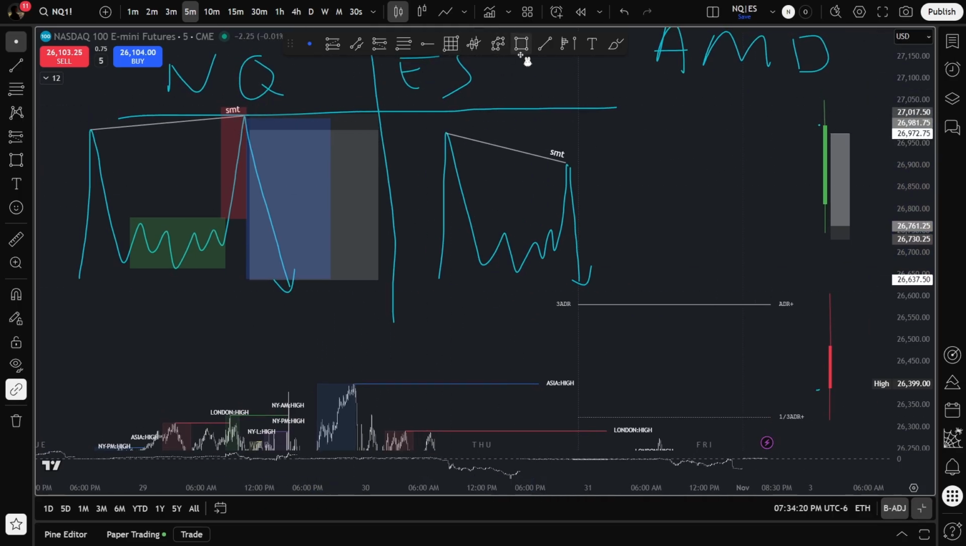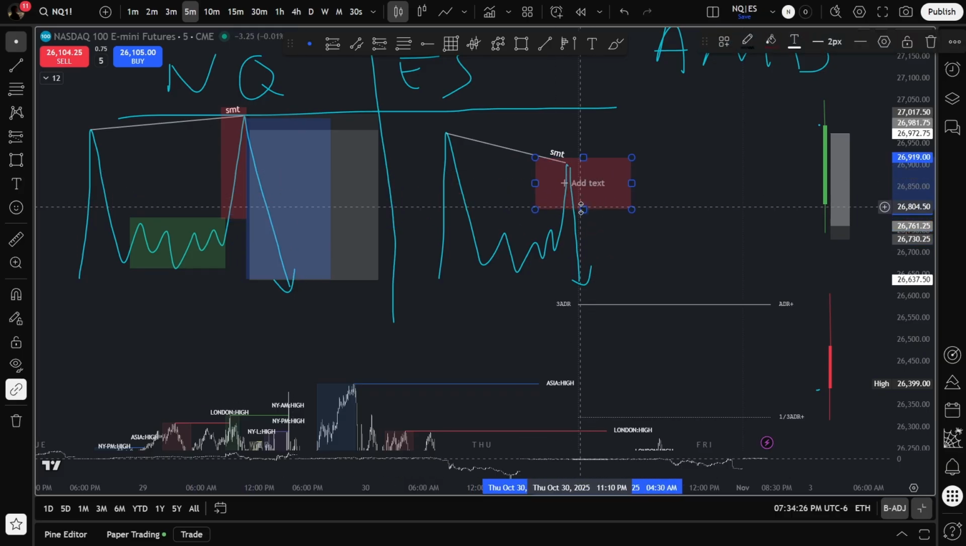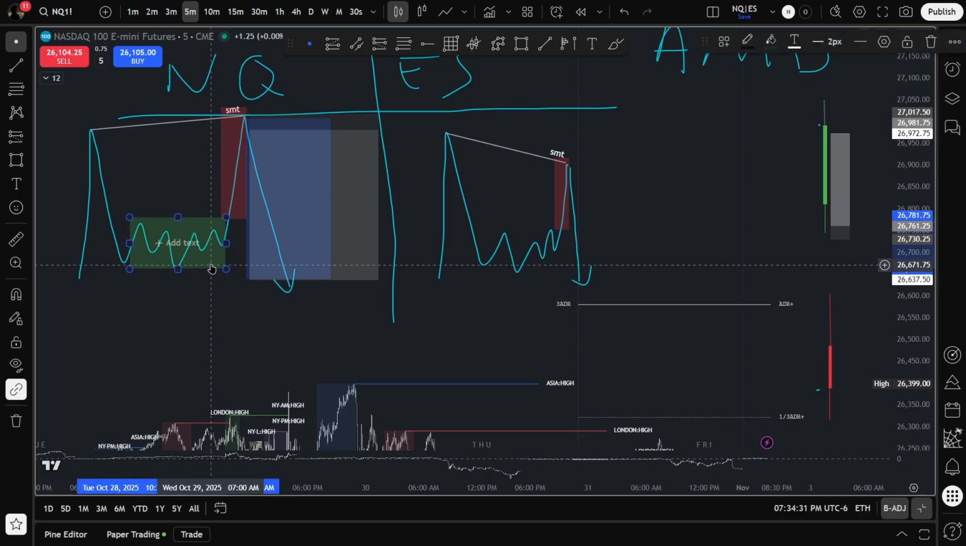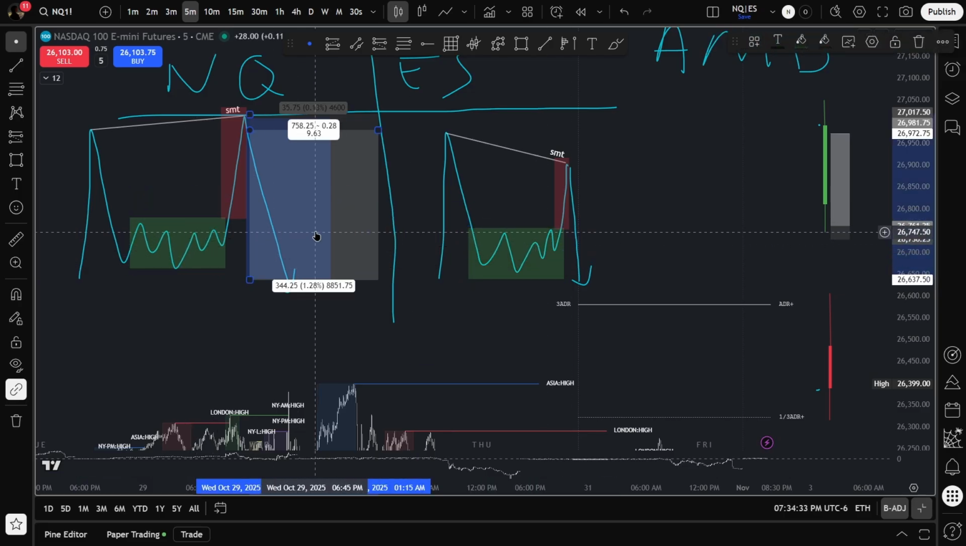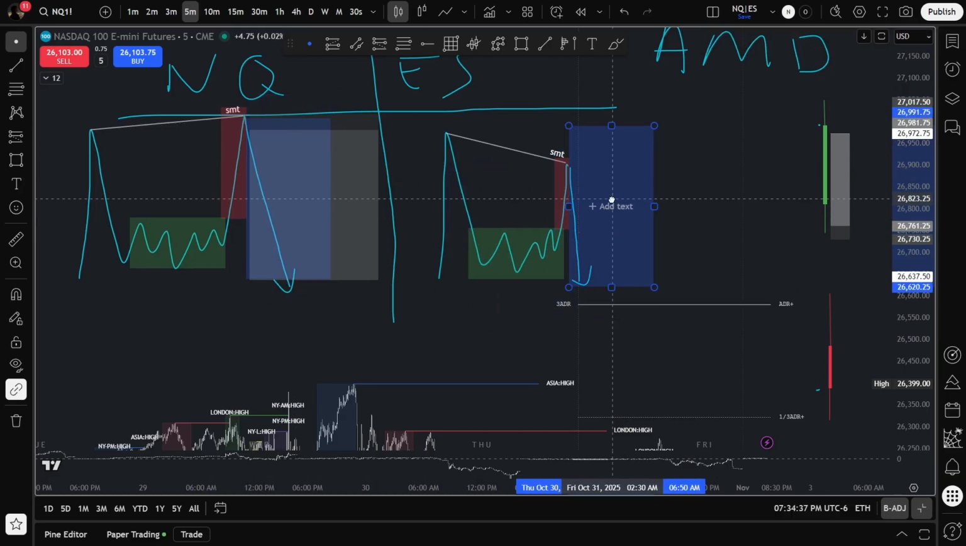Same thing right here. Accumulation. I'll just do this. This is your manipulation. Accumulation. And then distribution. And then you get the point.